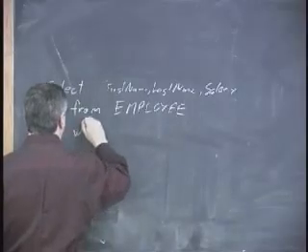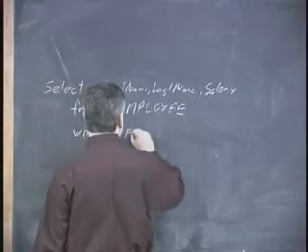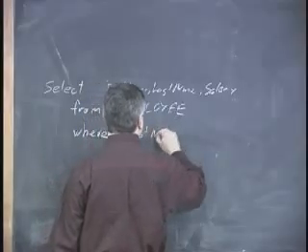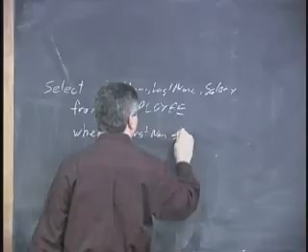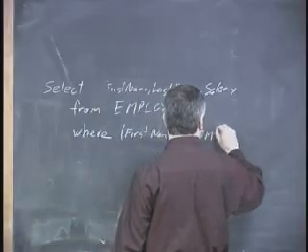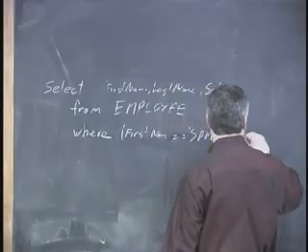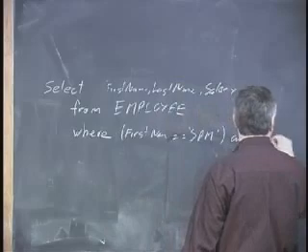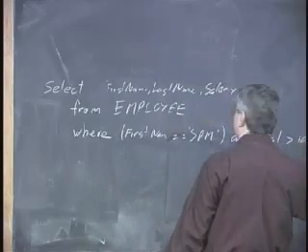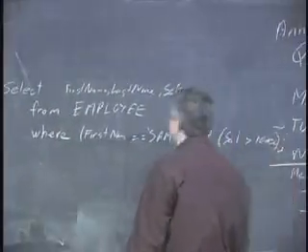And then you can give it some conditions: where, let's see, first name, and salary is greater than 10,000. And then you end this with a semicolon.